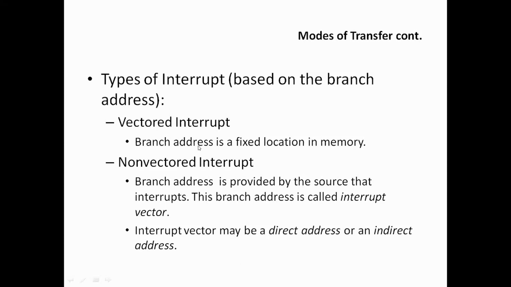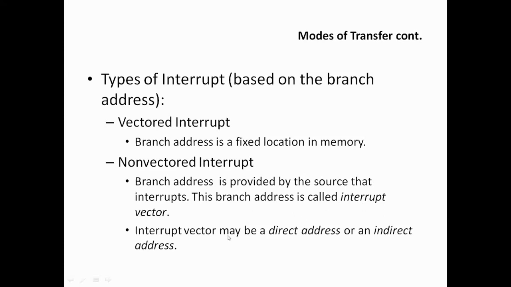And this is called non-vectored. That means it doesn't have any address. There is a fixed address in memory. Whenever there is an input output interrupt, the computer goes to that location 50, for example. Here the location may be different. So this type of branch address is called interrupt vector, because this is a vector. This gives us an address of an interrupt.